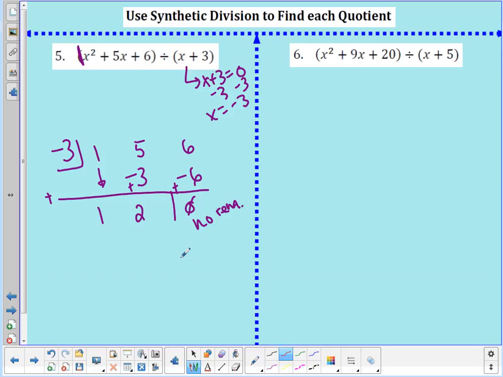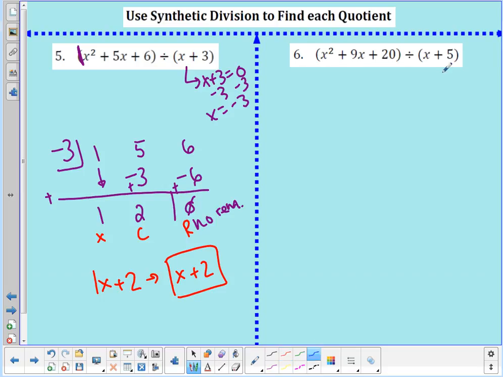And then I write out my result. In my result, that's always your remainder, that's your constant, that's your x term. So I have 1x plus 2, or in other words, just x plus 2. And that's my quotient. There it is. Let's try it again.